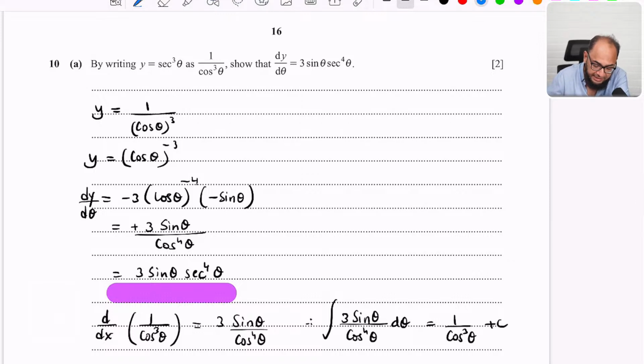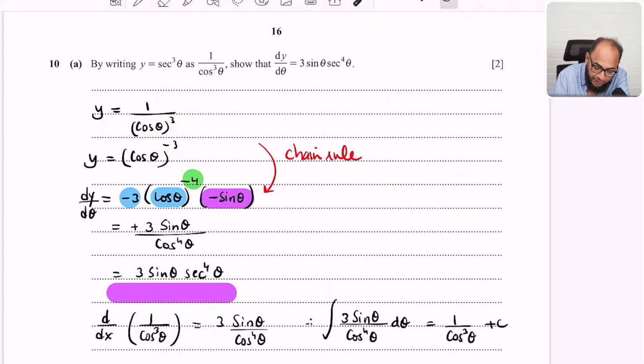By writing y equals sec cube theta as 1 over cosine cube theta, show that... So y is 1 over cosine cube theta. I've written it as cosine theta raised to the power of 3. Let me take it up: cosine theta raised to the power of negative 3. Let me apply the chain rule over here. So this application of differentiation is through the chain rule of differentiation. What it says is this. Take the power down. The bracket remains as it is. Power reduces by 1. Don't forget to multiply by the derivative of the bracket. And then you get this answer.